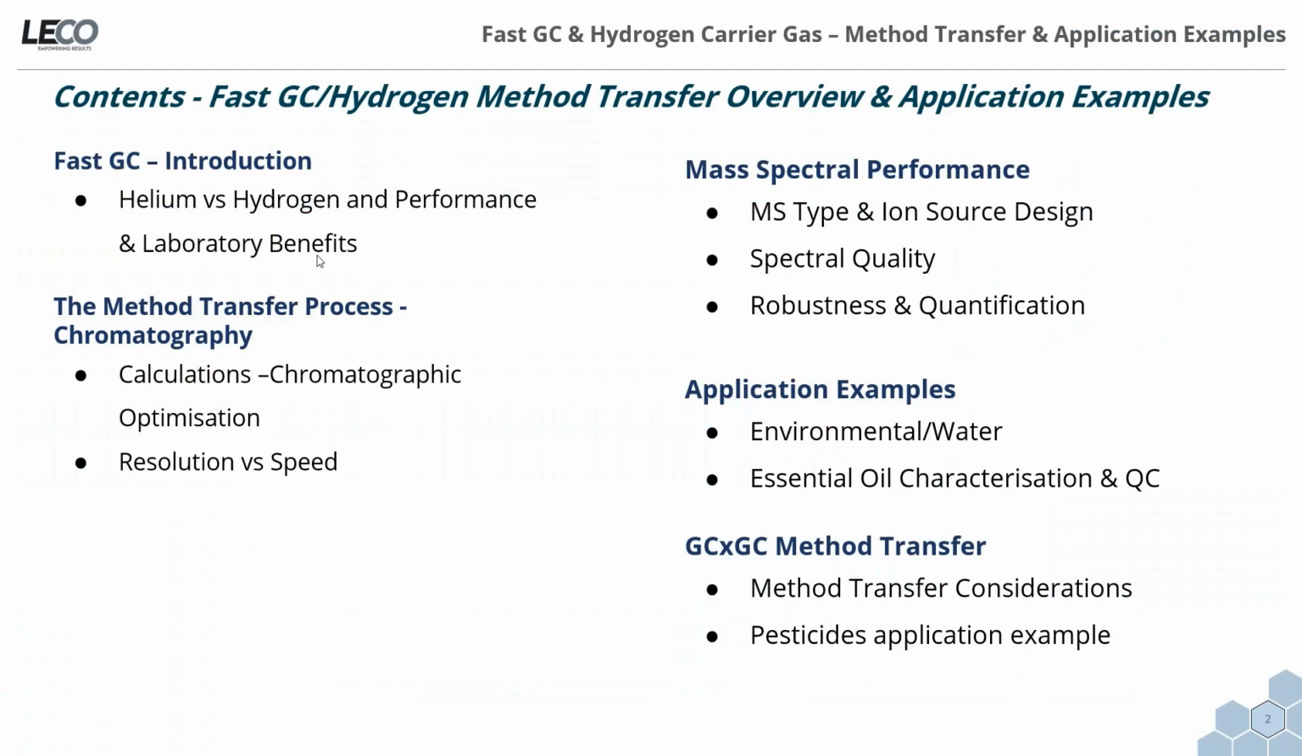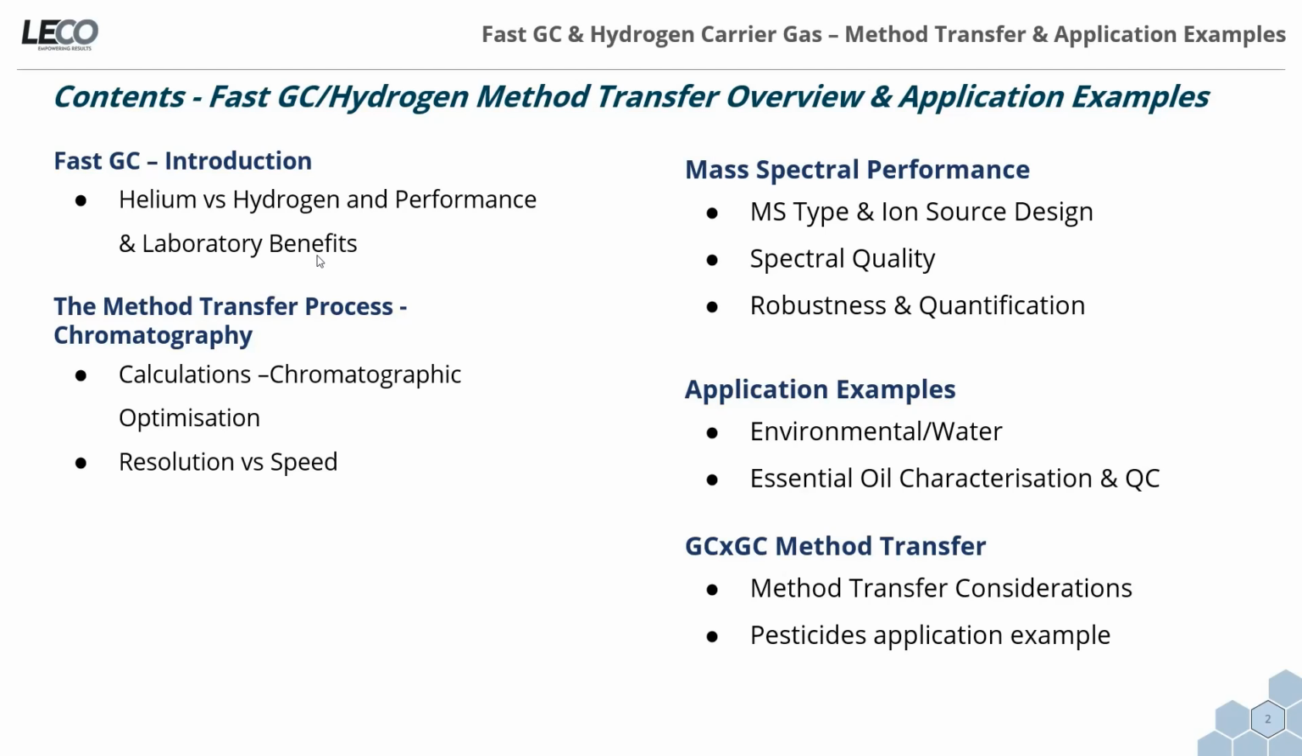So what we'll cover here is an introduction to fast GC and transferring from helium to hydrogen, and we'll look at the performance and laboratory benefits you can obtain. We will then glimpse at the method transfer process and how you can calculate transferring from helium to hydrogen so you can achieve good resolution and increase speed. We'll look at the mass spectral performance, the mass spectrometer type and the ion source design. We'll look at impacts on spectral quality and robustness and quantification.